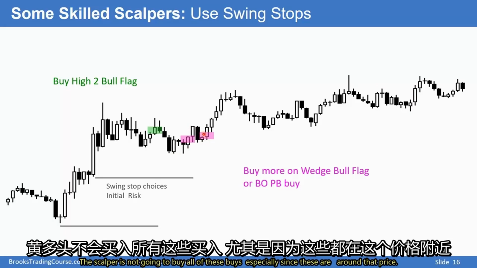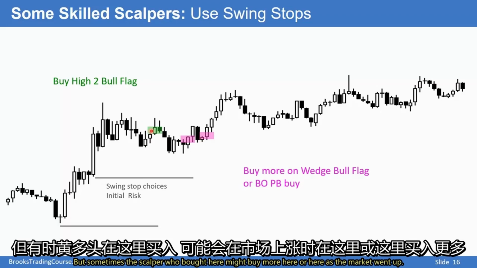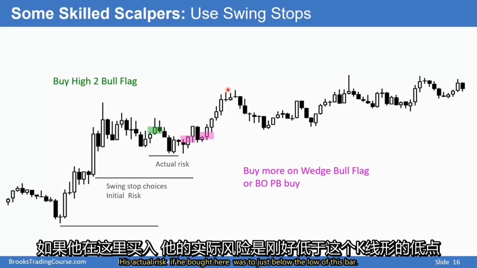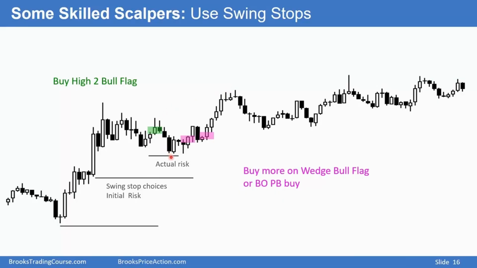The scalper is not going to buy all of these buys, especially since these are right around that price, but sometimes the scalper who buys here might buy more here or here. As the market went up, his actual risk, if he bought here, was to just below the low of this bar.